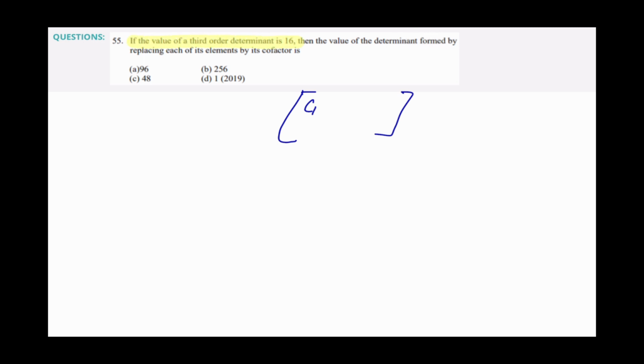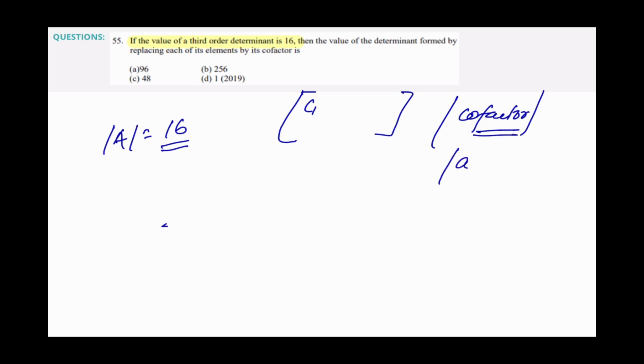So, the value of the third order determinant is 16, they have given. So we can write, let's say the determinant A equals 16. Now they're telling us to find the value of the determinant which is found by replacing each of its elements by its cofactor. So basically they want a determinant found by cofactors, and if it is found by cofactors, it's basically the adjoint. So determinant of adjoint of A is equal to what?